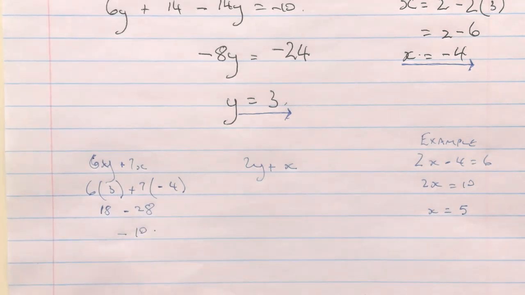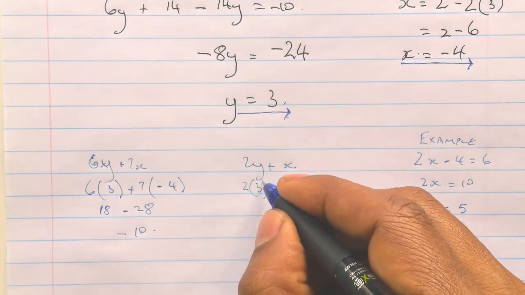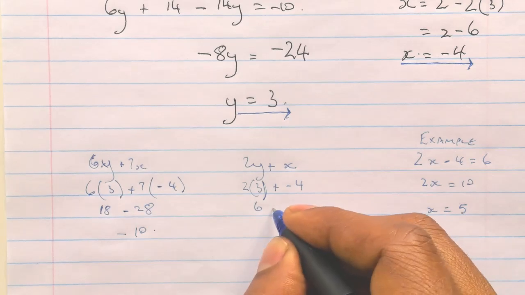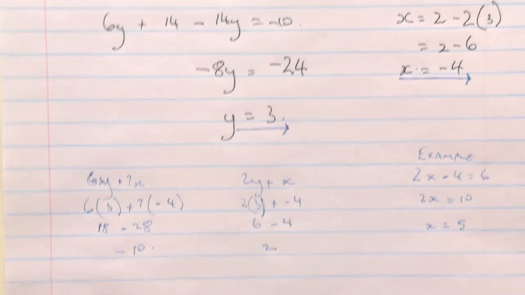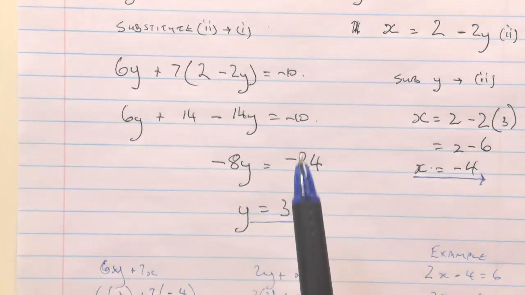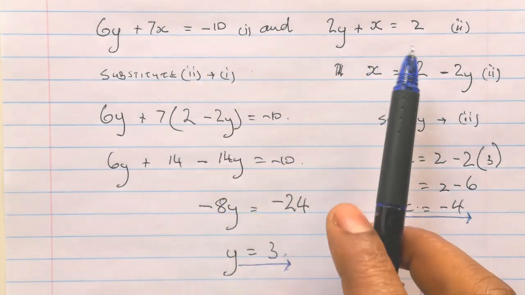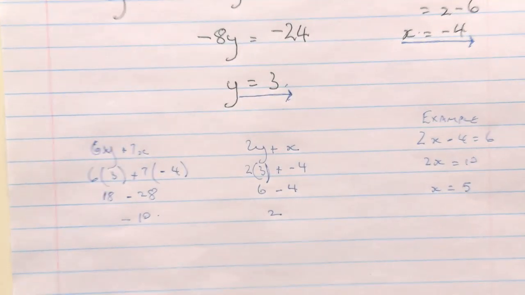Okay. What happens this side? I will have a 2 and a 3, and then a negative 4. Then I'll have a 6 minus 4. What does it give me? A 2. What did we get? We got a negative 10. There they are, negative 10 and 2. Okay, negative 10 and 2. Right, so I hope you see what this is all about.